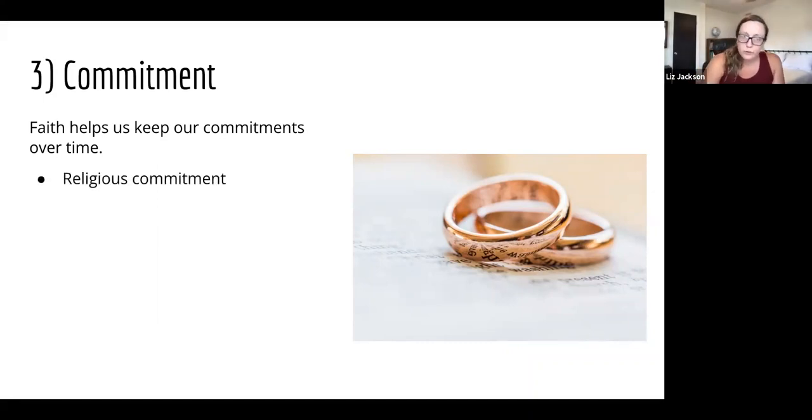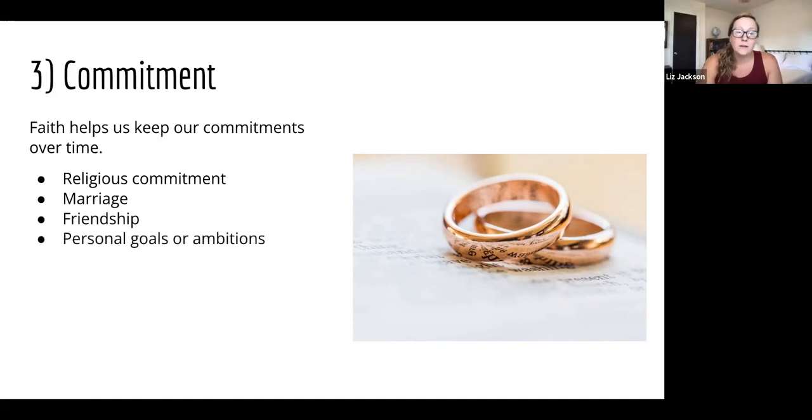So religious commitment is one example, but remember we said it doesn't just have to be about religion. A marriage, I think, is another example. Faith plays a very important role in keeping a marriage commitment over time. Friendship, we're committed to our friends, we're dedicated to them, and we have faith in certain things about our friends. We also have personal goals and ambitions. So you might commit to picking up a new instrument, or you might commit to working out 3 times a week or writing every day. Faith can help us keep those goals. You might also have a commitment to certain political or ethical causes.